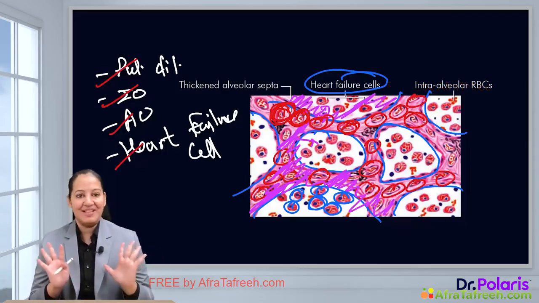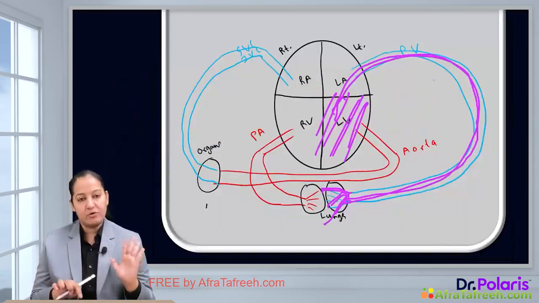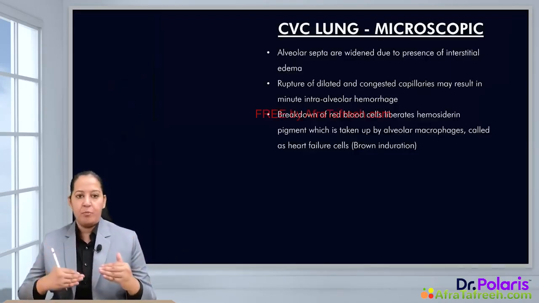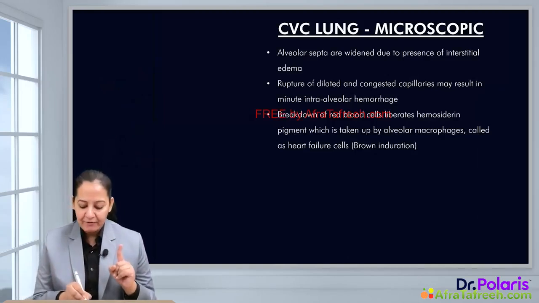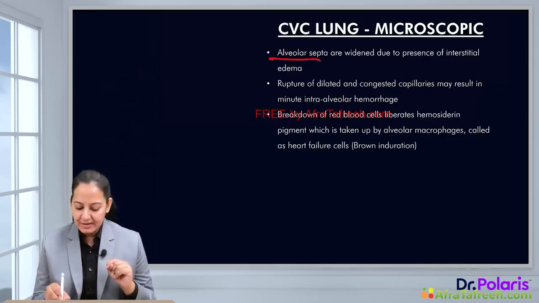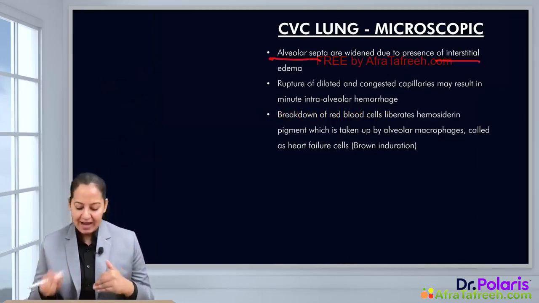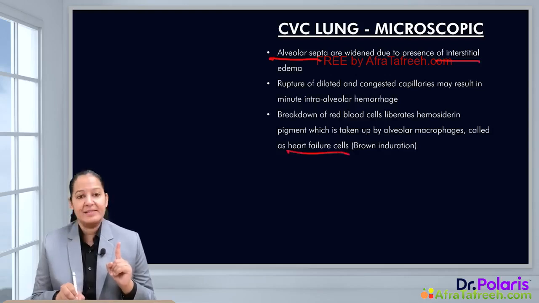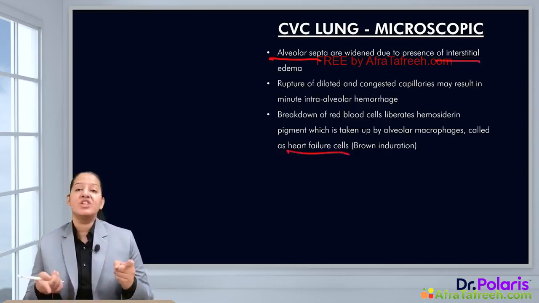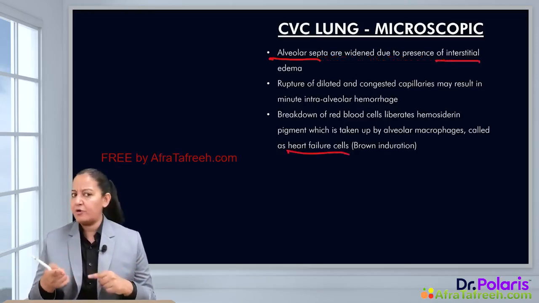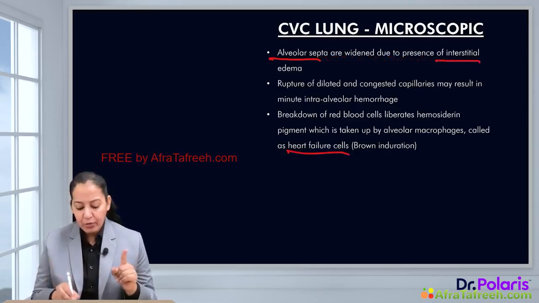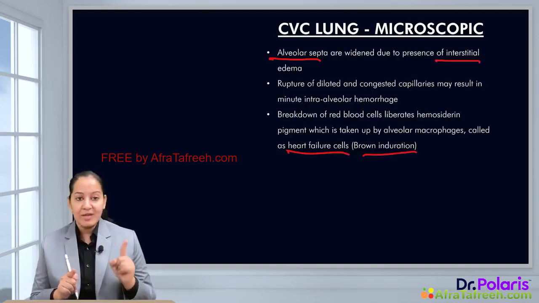You can appreciate it in the diagram, and this is how you have to write the 4 points in your exam for CVC lung. Alveolar septa are widened, there is interstitial edema, followed by alveolar edema, there are heart failure cells. These heart failure cells, which are hemosiderin laden macrophages, are giving brown induration to the lung on gross. On gross, I told you that the lung becomes brown in color.